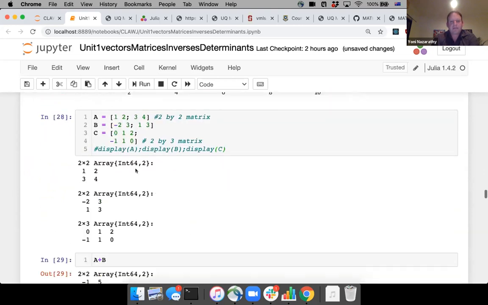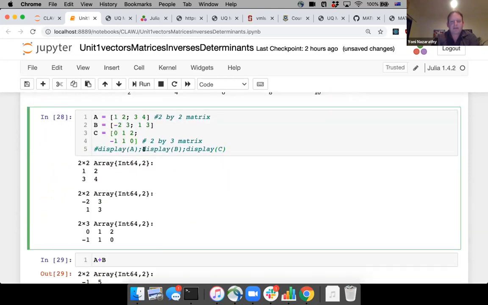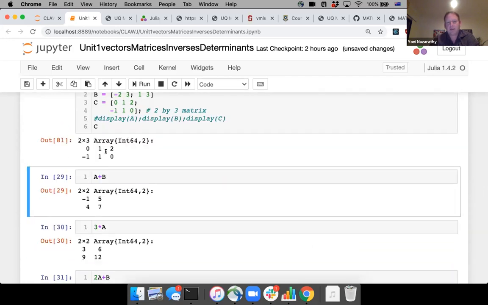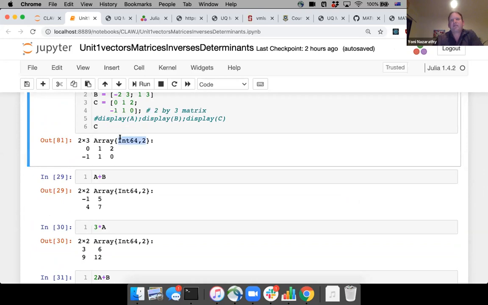Let's now get to matrices. So you've got these three matrices. Of course, I could have finished with a matrix C, and this is how you see the matrix in Julia. A Julia matrix is an array. It's an array of ints in this case because I didn't have floating point numbers. And this two is the dimension of the array. It's not a one dimensional array, it's a two dimensional array because I index it both by I and by J.